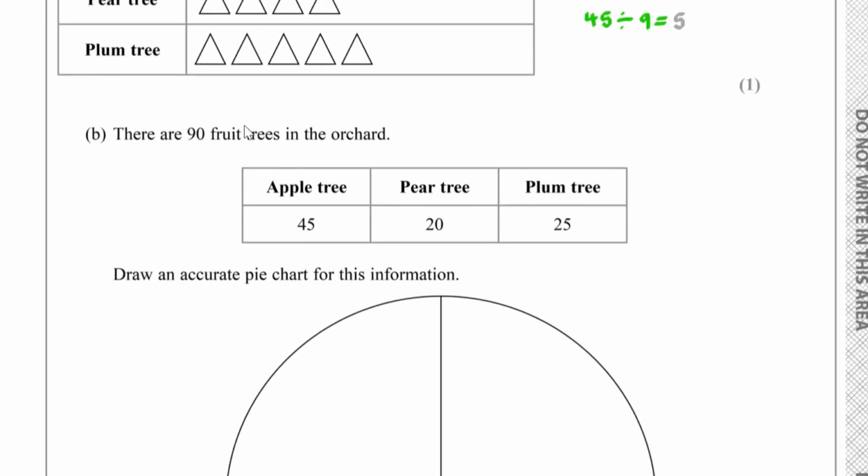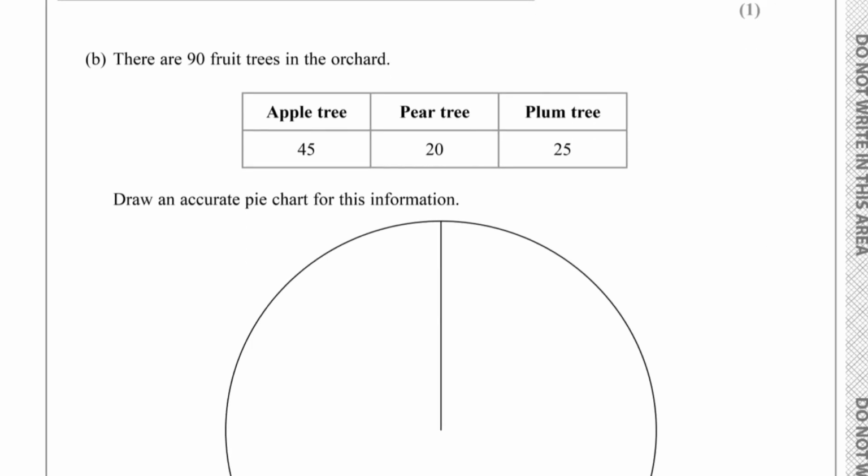Then for part B, there are 90 fruits in the orchard, and what we have to do is draw an accurate pie chart for this information. Well, what we need to do in this question is find out the required angle.